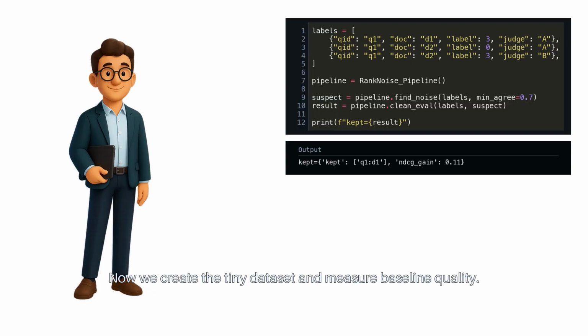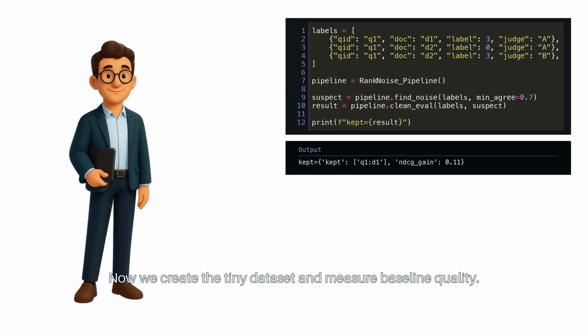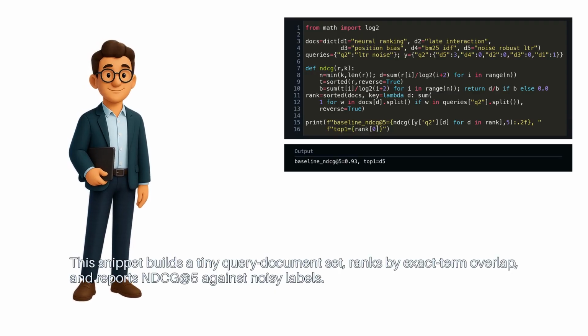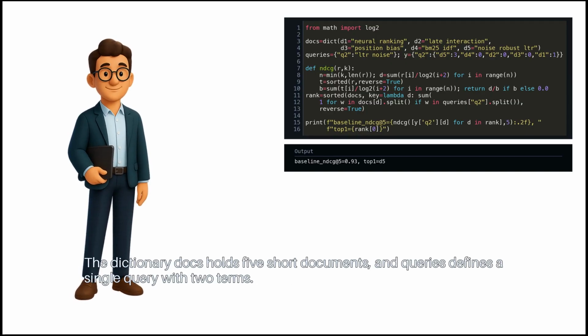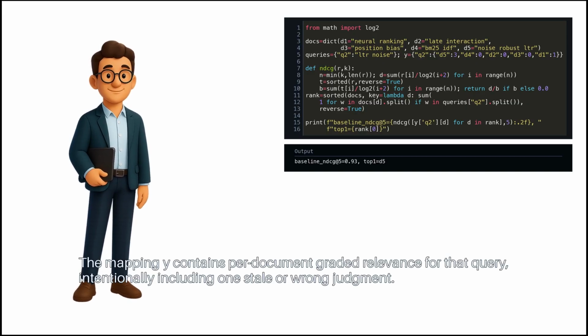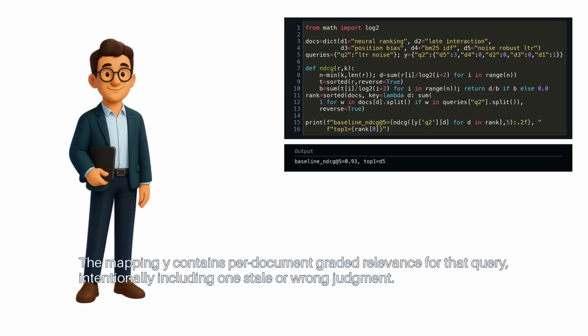Now we create the tiny dataset and measure baseline quality. This snippet builds a tiny query document set, ranks by exact term overlap, and reports NDCG at 5 against noisy labels. The dictionary docs holds 5 short documents, and queries defines a single query with 2 terms. The mapping Y contains per document graded relevance for that query, intentionally including one stale or wrong judgment.